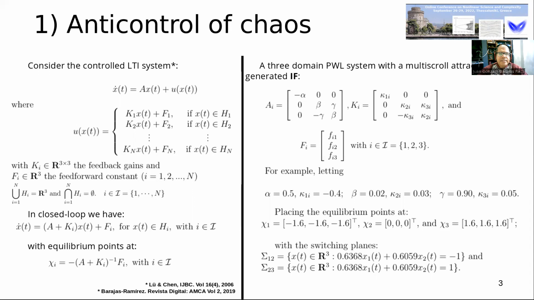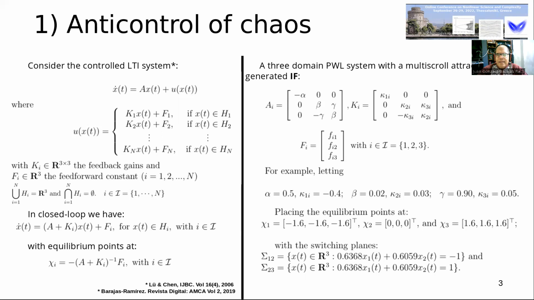In closed loop, our system has a very simple linear affine description that is valid for each partition of the state space. In each partition, you have an equilibrium point given very easily from that equation. And then you need to describe K and F such that chaotic dynamics are generated with multi-scrolls. In particular, we will consider 3 domains, and we will use a dynamical system that has the simple structure given here, right? A real, negative real eigenvalue and a complex conjugate with a real part. In this way, you have a stable direction and an unstable plane invariant.